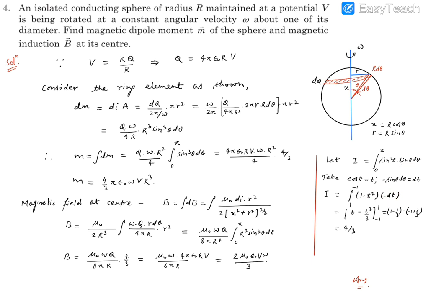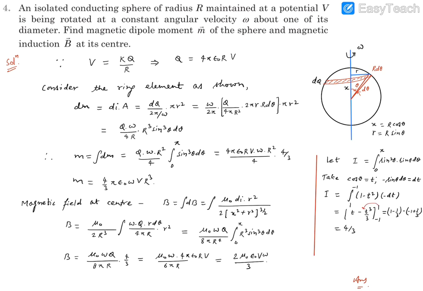Now the limits: when theta was 0, t will become 1. When theta is pi, t is going to become minus 1 using this relation. So the limit will be from 1 to minus 1. What you can do is consume this minus sign by swapping these limits. Now the integration is going to be quite simple. It's going to be t minus t cube by 3, then the limit is minus 1 to 1. So I have swapped the limit with the minus sign.